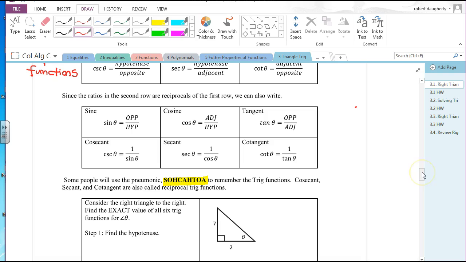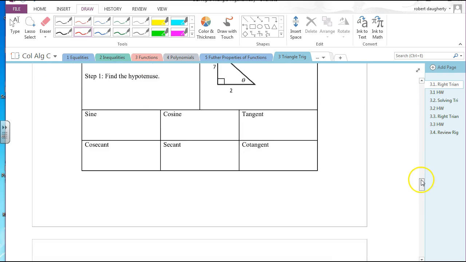So another way of thinking of it: if this is sine, cosecant is its reciprocal. If this is cosine, the secant is just the reciprocal of the cosine. Tangent, then cotangent is the reciprocal of the tangent. So you can write it as 1 over the tangent, or it's just adjacent over opposite. Okay, so these are not inverse functions, they're reciprocal functions. All you do is reciprocate, or flip the fraction. Okay, now let's do a few examples using this.